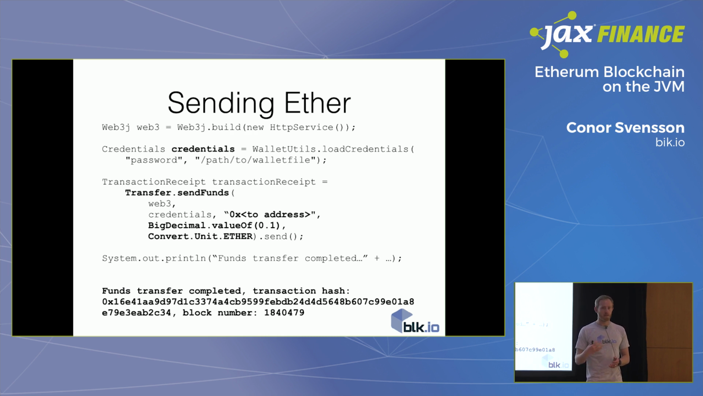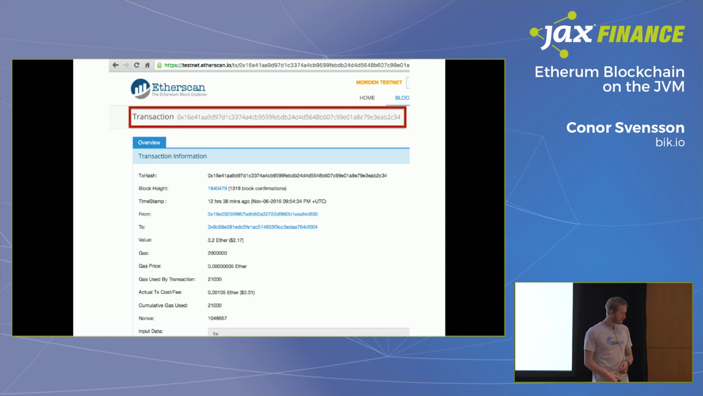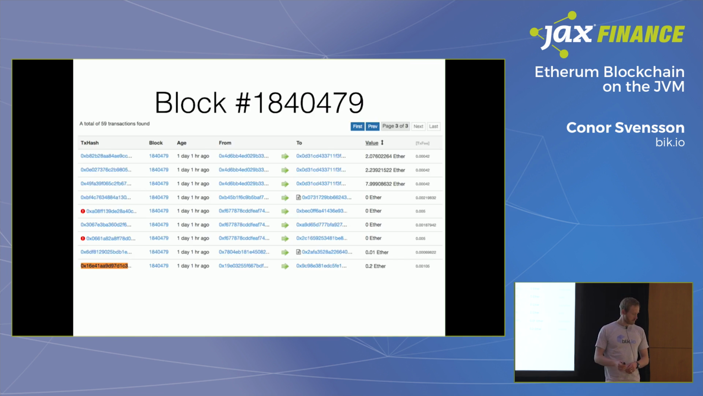But the key thing is that once you've actually done that, you get back this thing called a transaction hash, which uniquely identifies that transaction on the Ethereum blockchain. Then we take that transaction hash and we put it into something like Etherscan, and we can see details of the actual transaction that took place. Then you can also see details of the block that that transaction resides in as well.